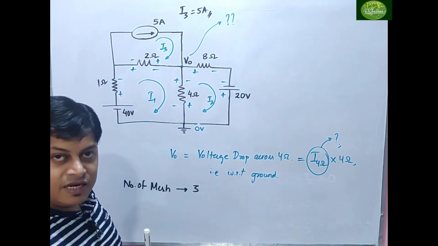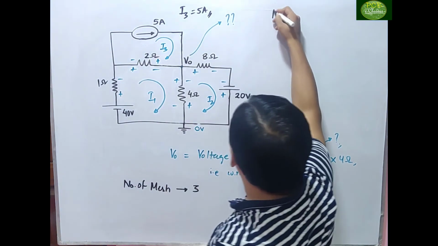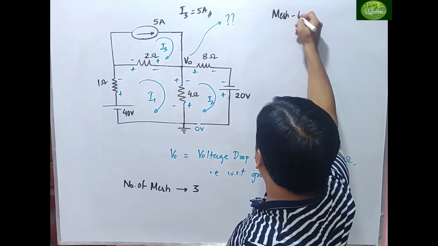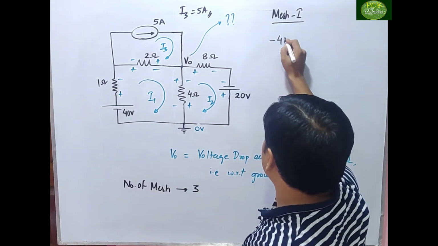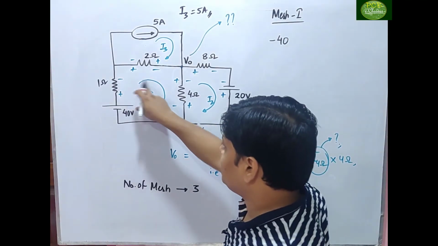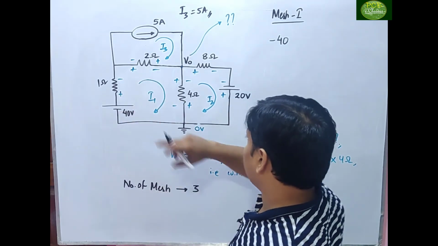Now apply the mesh analysis. Let us apply mesh 1. Write down the mesh 1 equation. What is the mesh 1 equation? It will be minus 40, already I have said it. Which current is dominant here? I1. So 1 plus 2 plus 4, it is 7.